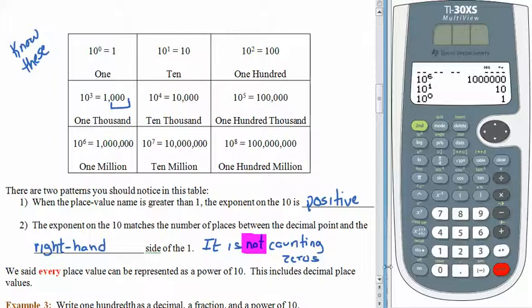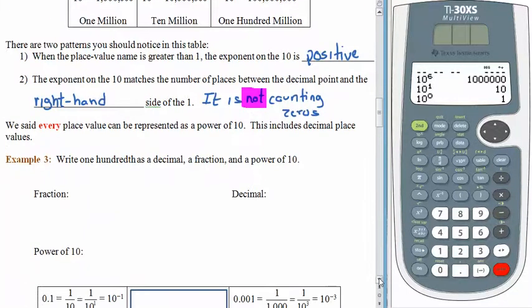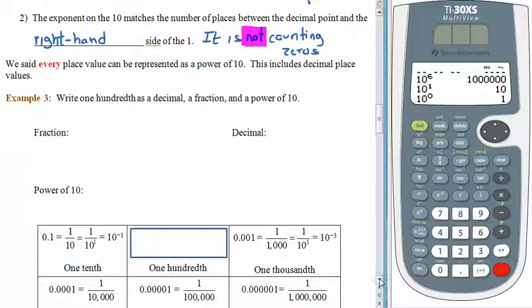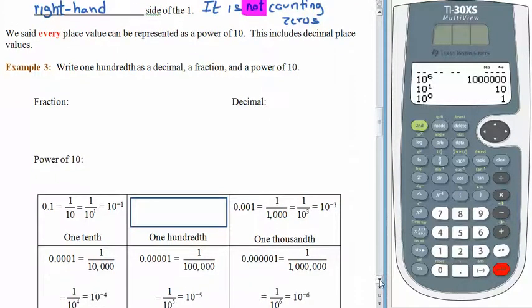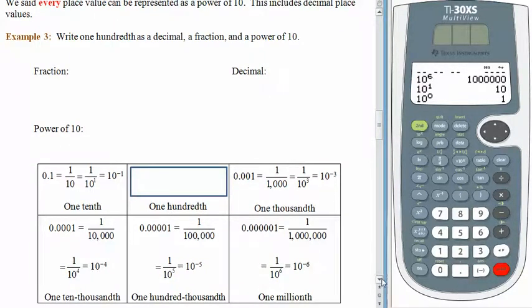All right. A little while ago, we said that every place value can be represented as a power of 10. And this includes decimal place values as well. So let's try some of those. We would like to write 1/100th as a decimal, a fraction, and a power of 10. Now there's a table here at the bottom of your page, but try not to look at it. Let's just think about what the words are telling us. 1/100th, that's 1/100. As a decimal, we know that this is 0.01.